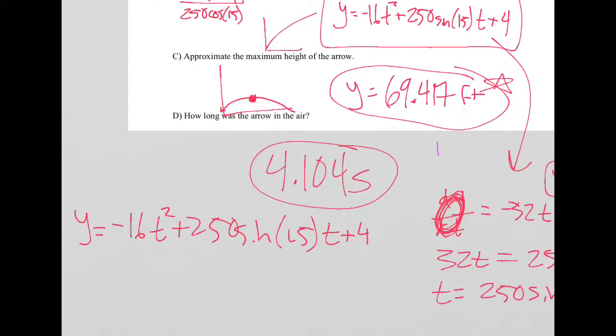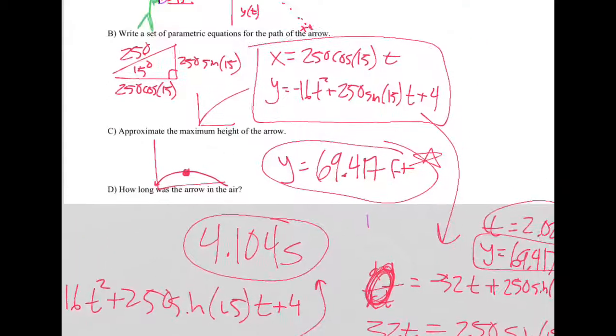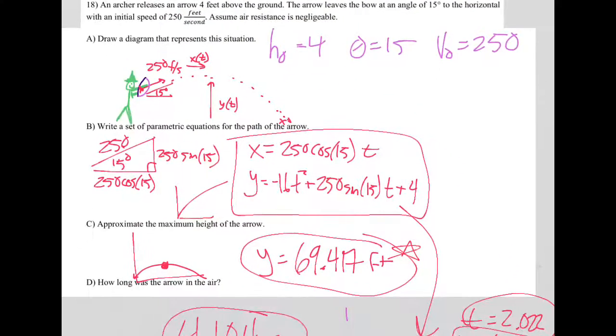It tells us that our 0 is happening at 4.1049. So I'm going to say that it's 4.105, which is really close to what we found right there. But again, we found it in a different way, which is cool. I could have used the quadratic formula, but I have that ugly 250 sine 15 stuff as my b, and I didn't want to deal with all that. So there you have it. All of these answers calculated in a couple different ways.